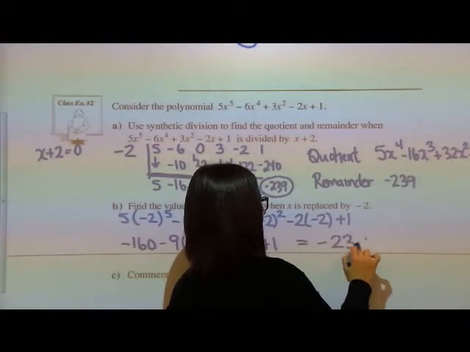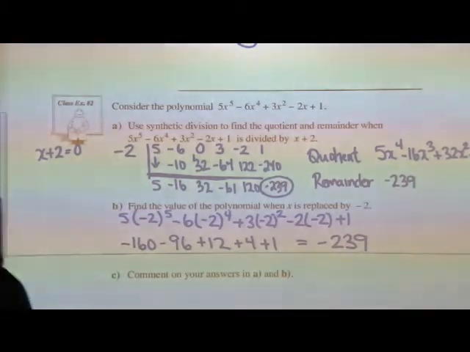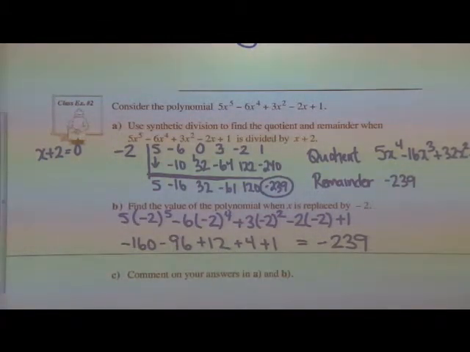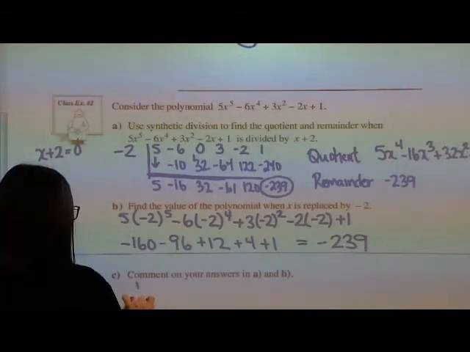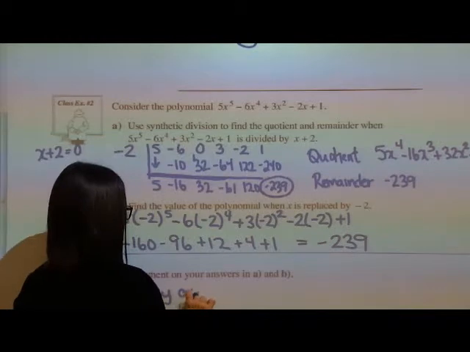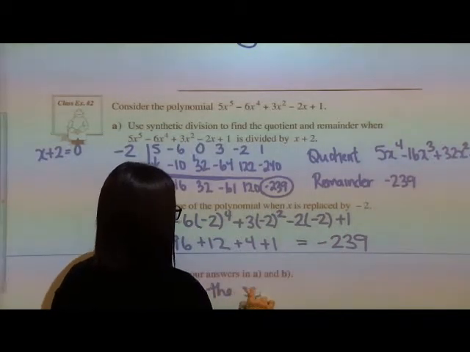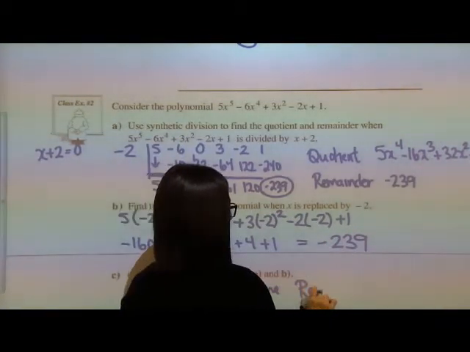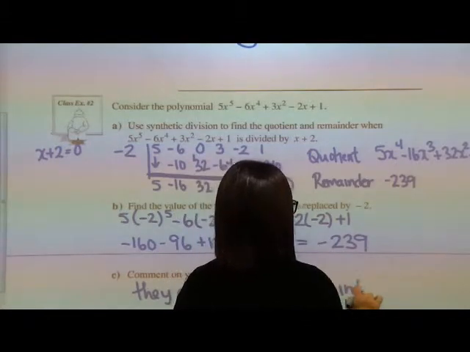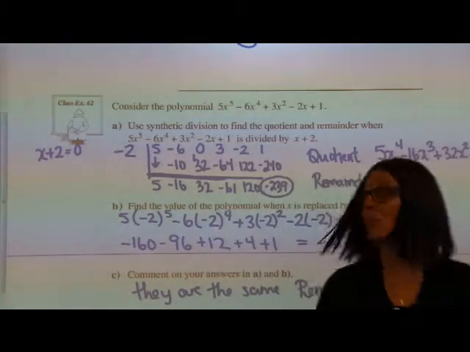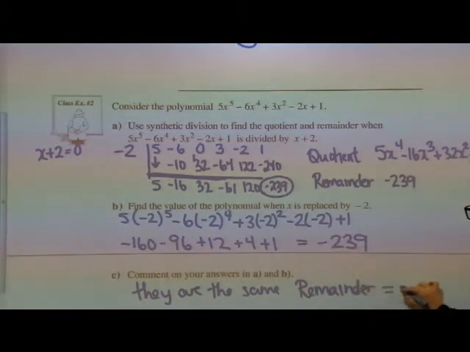Negative 239. Where have we seen that number before? Oh, what's your constant? It's not my constant, it's my remainder. So the remainder is equal to the value when x is equal to negative 2.